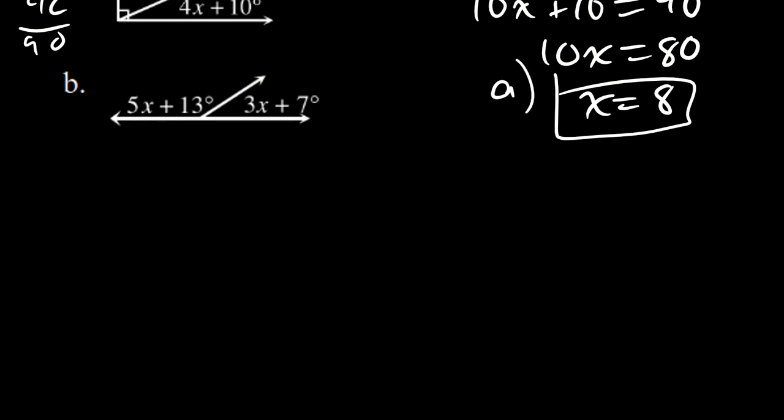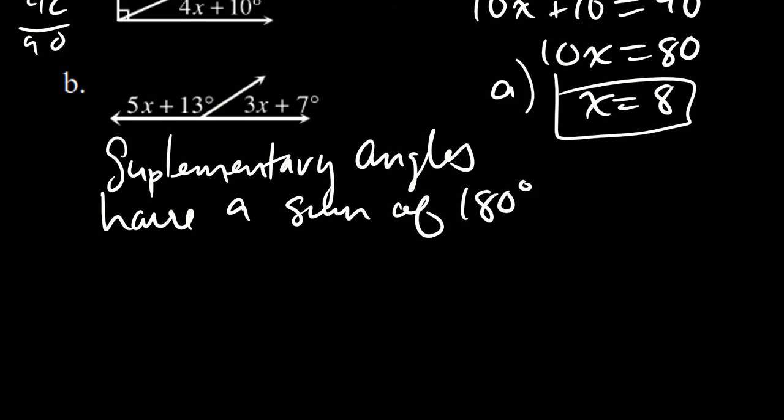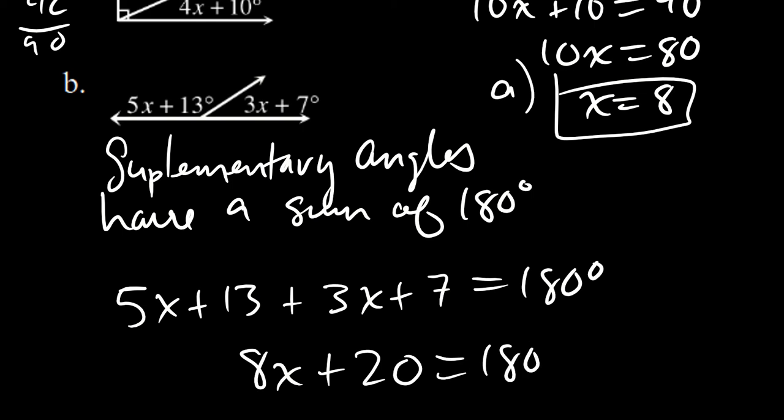So I would say one of the two things. I'm going to say not complementary. Supplementary. Supplementary angles have a sum of 180 degrees. So I can combine 5x plus 13 and 3x plus 7, and I should get 180 degrees. 5 and 3 is 8, so I've got 8x plus 13 and 7 is 20, is 180 degrees.